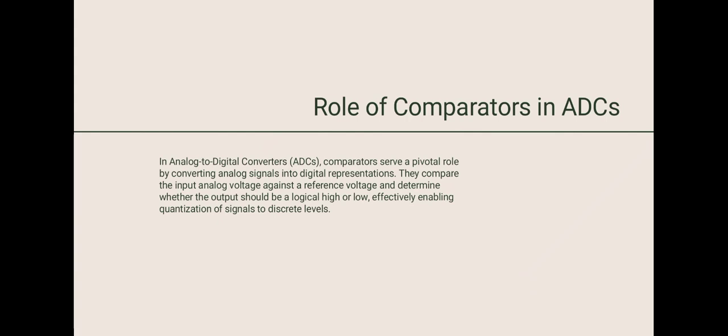Role of comparators in analog to digital converters. In analog to digital converters, comparators serve a pivotal role by converting analog signals into digital representations. They compare the input analog voltage against a reference voltage and determine whether the output should be a logical high or low, effectively enabling quantization of signals to discrete levels.